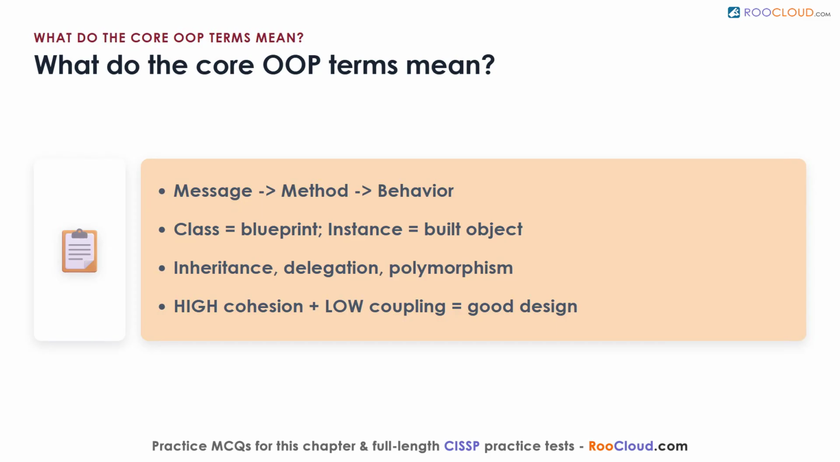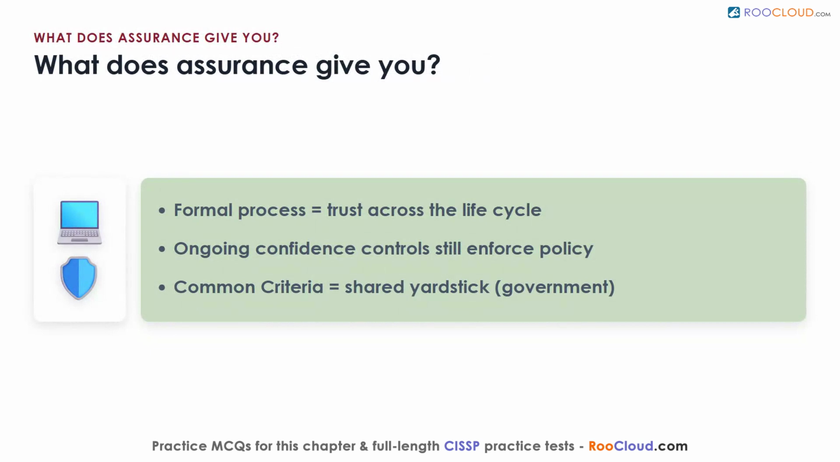Two quality measures round it out. High cohesion means a class's methods share a clear common purpose, which is good design. Low coupling means objects depend little on each other, which makes them easier to fix and update. What does assurance actually give you?